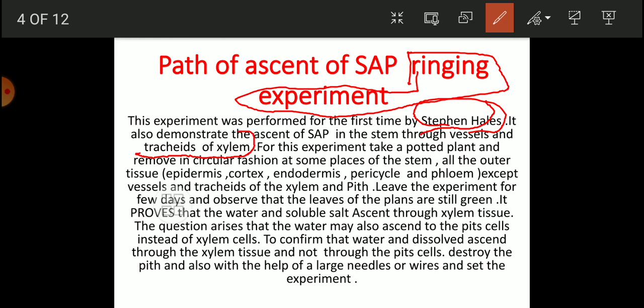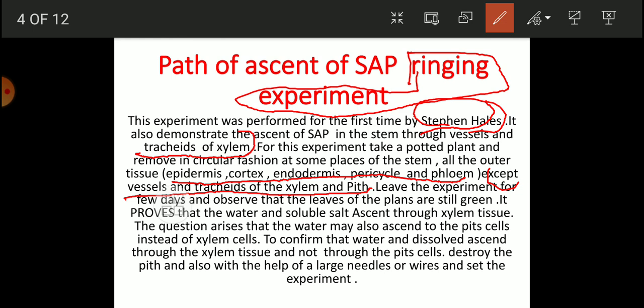So we have to remove in circular fashion at some places of the stem all that outer tissue, means all that epidermis, cortex, endodermis, pericycle and phloem, except vessels and tracheids of the xylem and pith, that we have to keep as it is without damage.